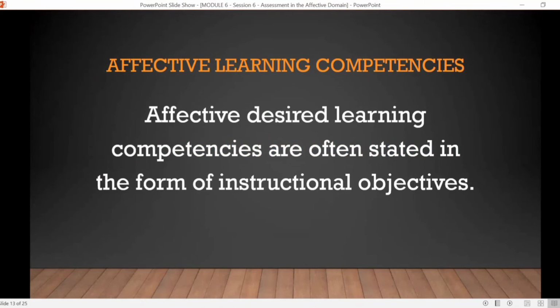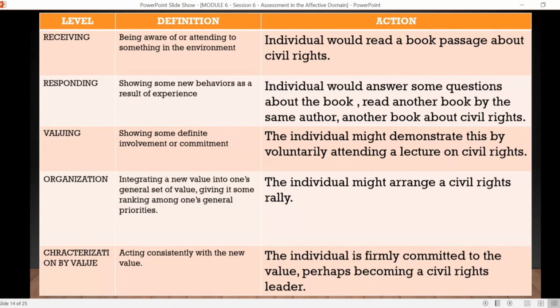Affective learning competencies. Affective desired learning competencies are often stated in the form of instructional objectives. Nakita na natin yung mga behavioral objectives kung paano sila in-state. Okay? But in here, I would like you to observe kung ano ba yung specific actions na pinapakita ng tao when they are in that level. So for us to gain a better understanding about the different levels of the affective domain, since we're talking about the taxonomy of the affective domain, let's start with the receiving level, which is about the awareness.